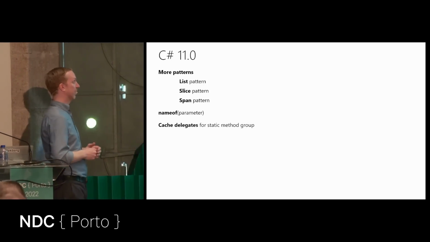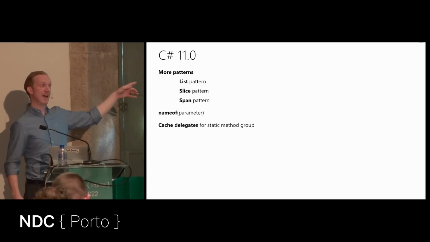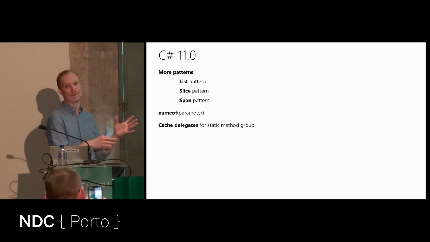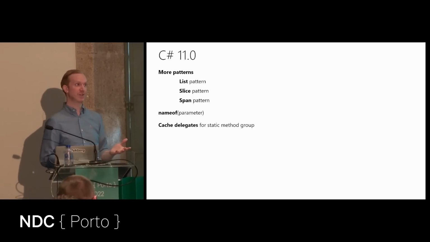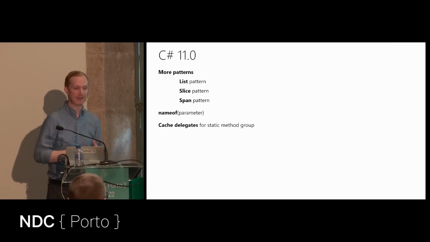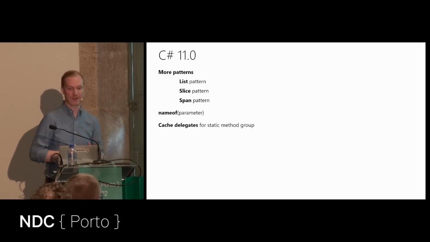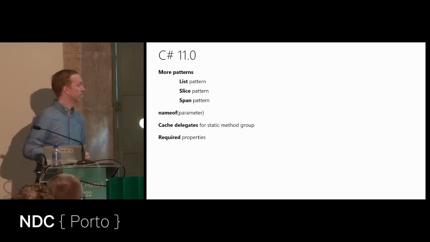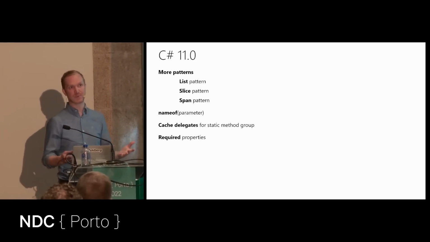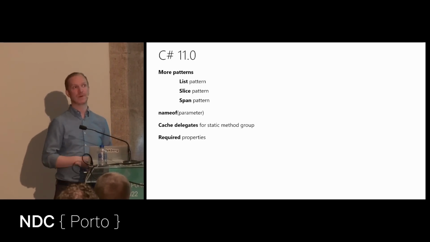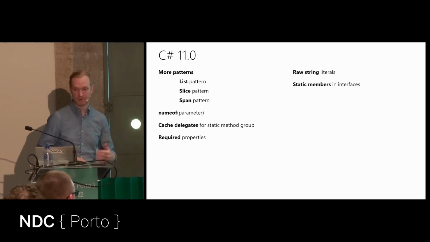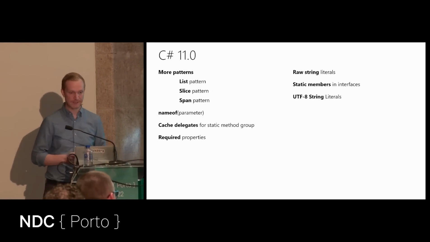Name of parameter is one thing they want to add. And the big thing is they want to cache the delegates for static method groups. So if you have lambdas that just point to, or a func that points to a method in your application, and you have that in a loop, it's going to cache that method instead of having to use an additional allocation for each iteration. Adding a new required properties keyword so that you're required to specify the property or set that property when you create an instance of the object. Something called raw string literals, static members and interfaces, and I just showed you a snippet of that.